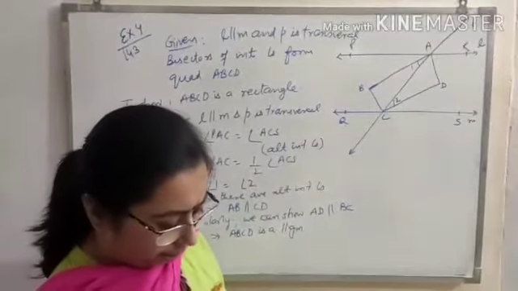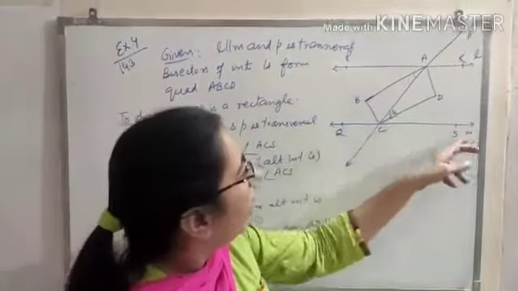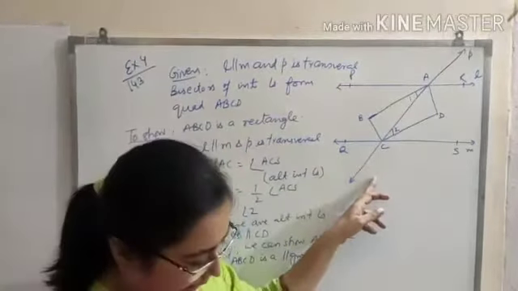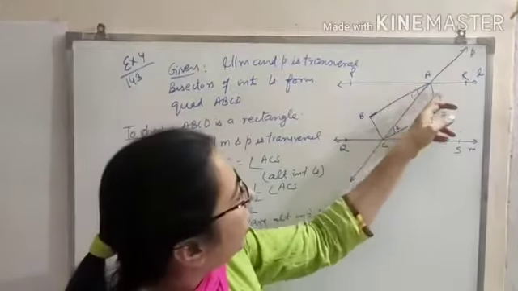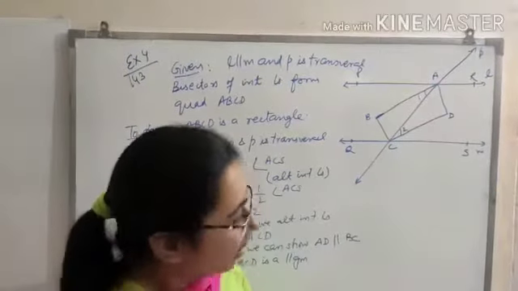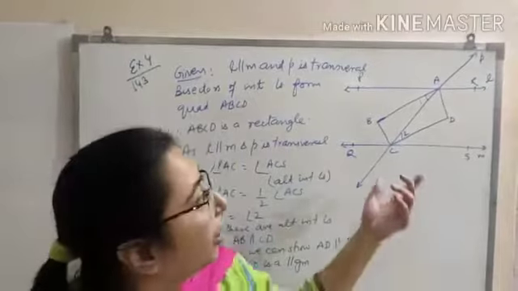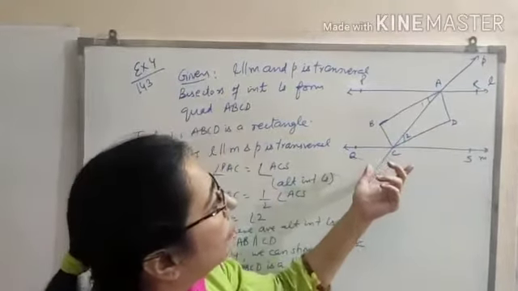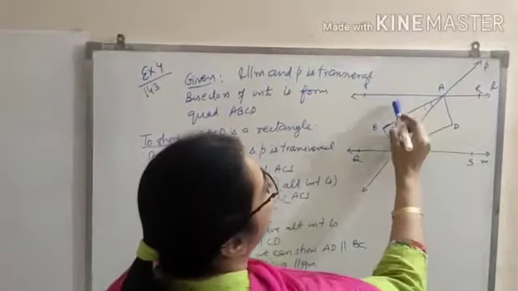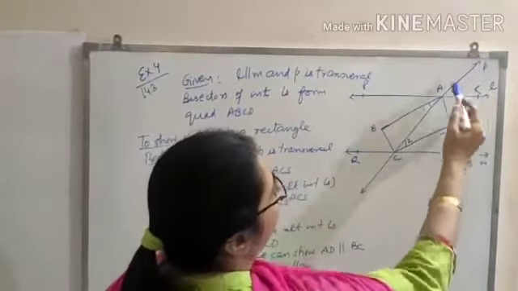Now next example, two parallel lines L and M. These are two parallel lines intersected by a transversal P. You have to show that the quadrilateral formed by the bisectors of interior angles is a rectangle. This is a very important question because the figure is required to be drawn and students draw it wrongly. So what you are given, these two lines are parallel and this is the transversal.